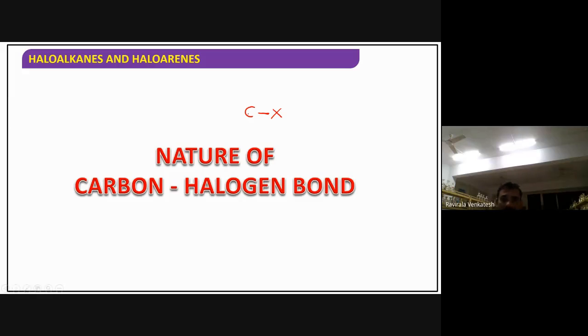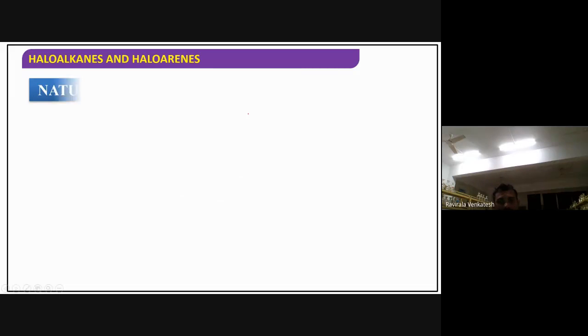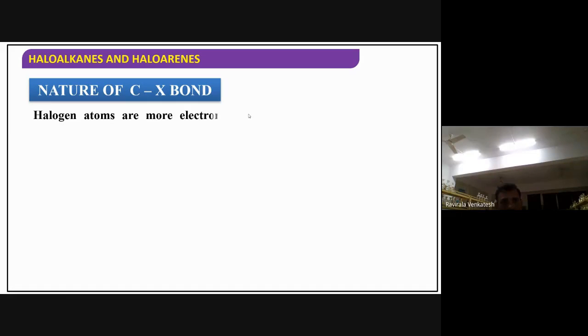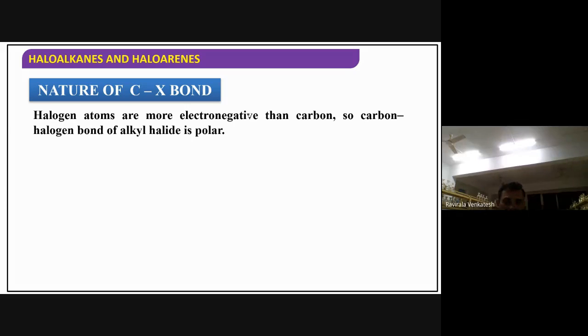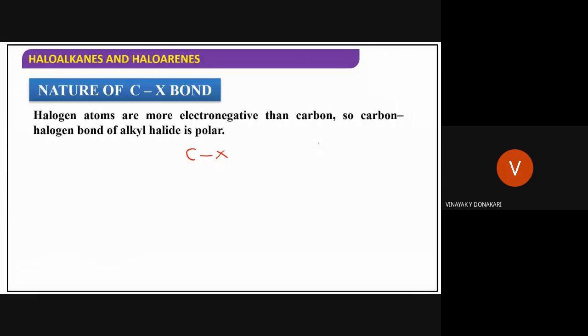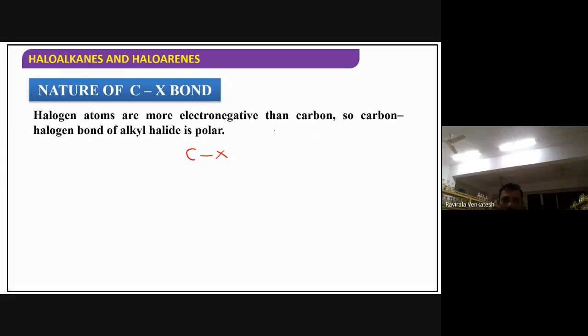The nature of the bond is what we'll discuss first of all. Halogen atoms are more electronegative than carbon. See, for example, if I write C-X, what does X mean? X means halogen: fluorine, chlorine, bromine, iodine. X equals chlorine or bromine or iodine, you can take here.